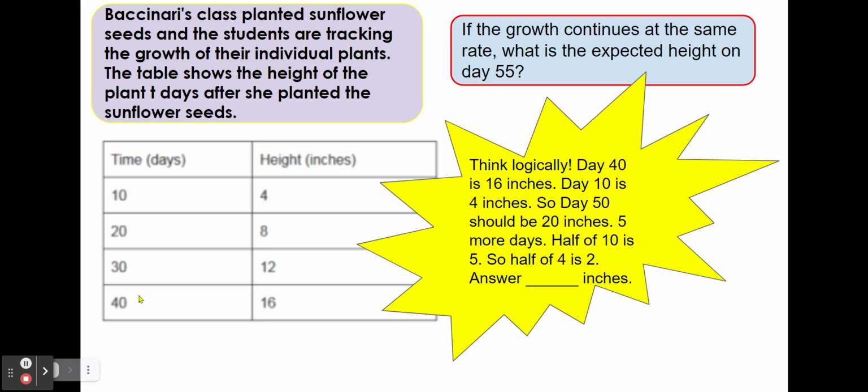20 inches. The time for 40 is 16, the time for 10 is 4. 16 plus 4 is 20. So day 50 should be 20 inches. All you need is 5 more days to get to day 55. Half of 10 is 5, half of 4 is 2. How many inches would the expected height be on day 55? Mark your answer.